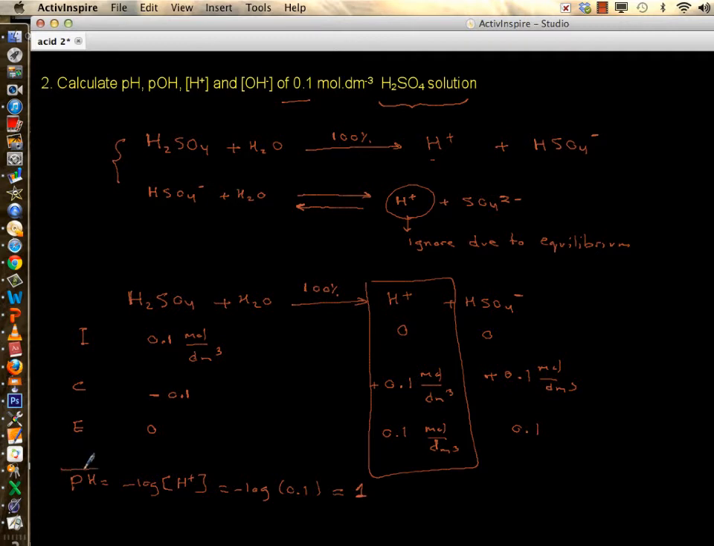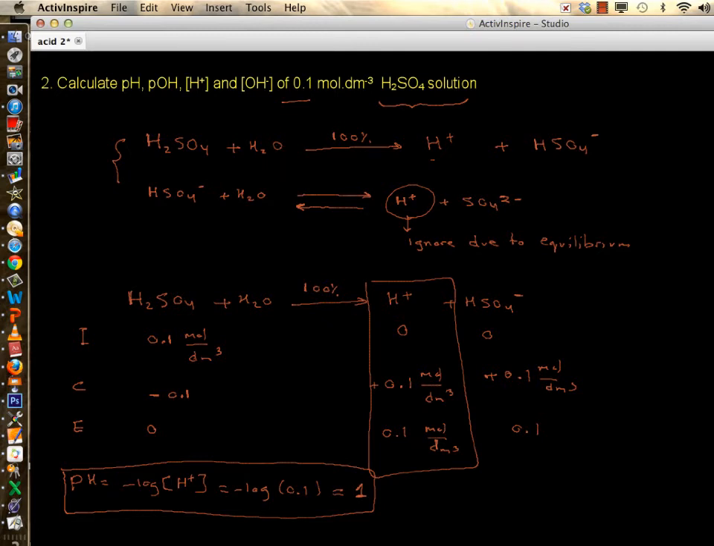Now this is good enough for IB chemistry. Once you are in college, then the second hydrogen you can calculate, and in reality pH is about 0.67, 0.68, but 1 is good enough calculation. Sulfuric acid, strong acid. So for strong acids, just directly calculate pH once you have the concentration.